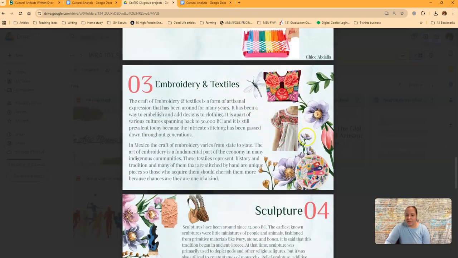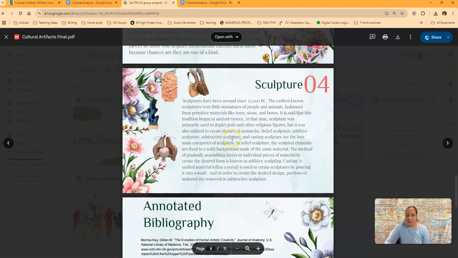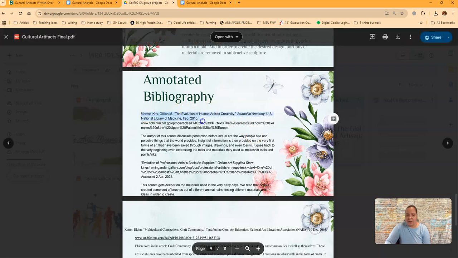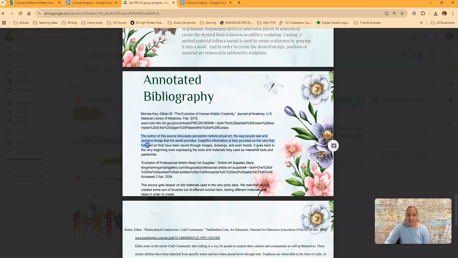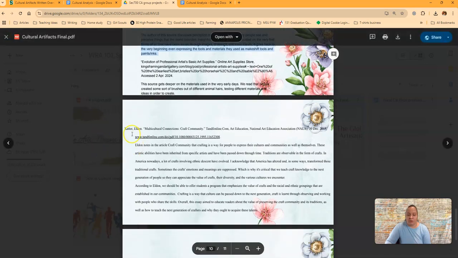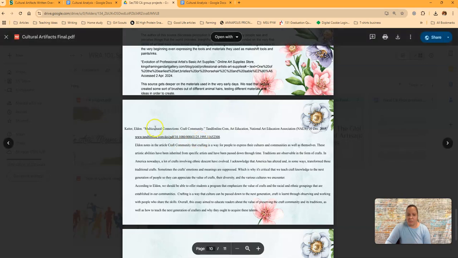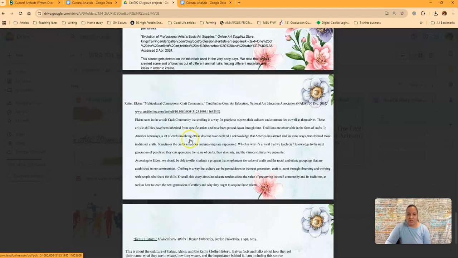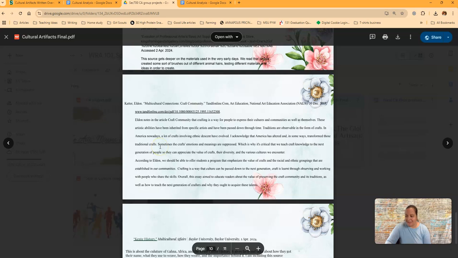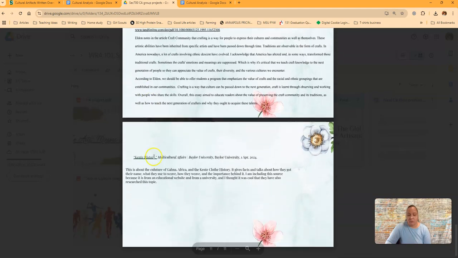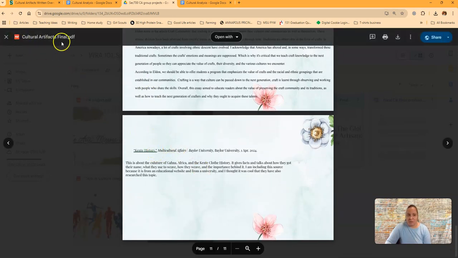And then embroidery. And then sculpture. And then we have their annotated bibliography where they've included the citation, and then they've summarized and explained how this source fits into their particular project. So this one probably is where they're getting multicultural connections of a craft community, where they're really getting that information for their overview about what is a crafting community. And then they have another source here as well.